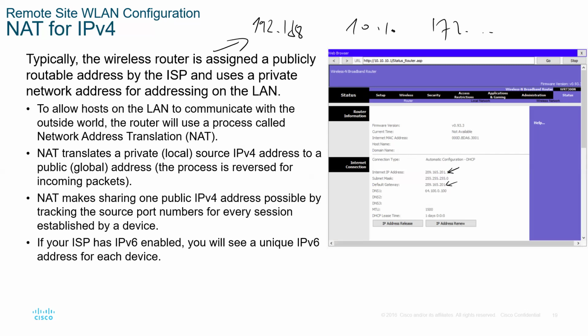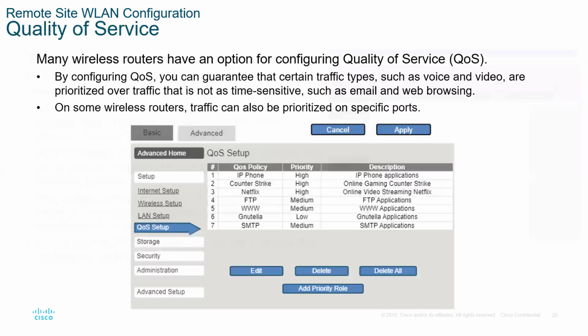numbers. That is PAT. If your ISP has IPv6 enabled, you see a unique IPv6 address for each device. Basically, we are just introducing NAT because our wireless router will need to perform that function so that we have a translation of our local and our global IP addresses.